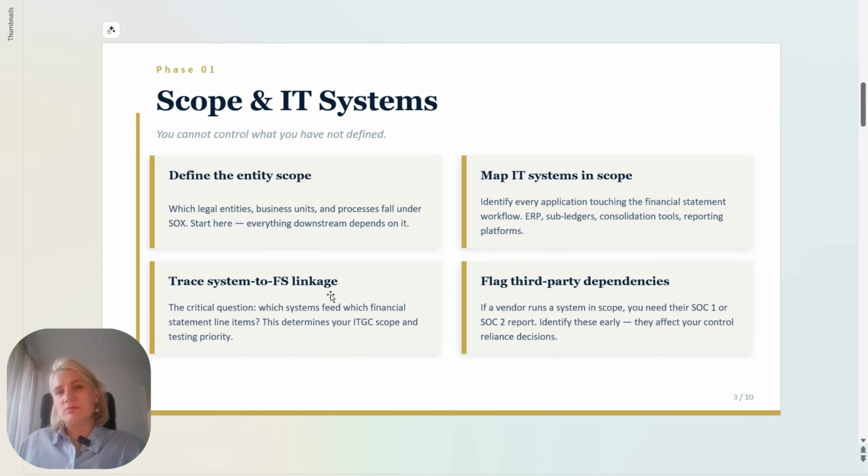Of course, sometimes it's not that relevant to the financial statement, but you also need to ensure that you have a SOC 1, SOC 2 report.